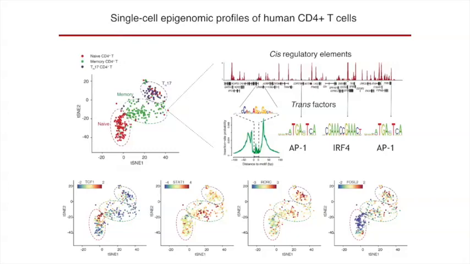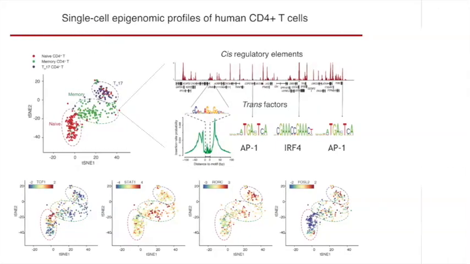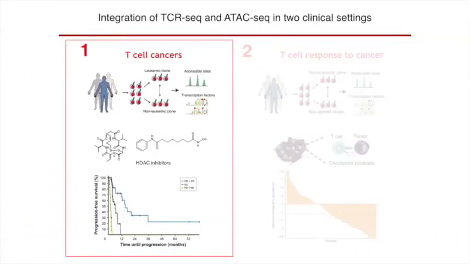Now these plots are the same t-SNE plot, but colored by the activity of each transcription factor. I'll just show you one example which might make sense, which is the motif for ROR gamma T, which is highly active genome-wide in Th17 cells, but not so much in naive and memory cells. Okay, so that's how we look at the epigenomic data.